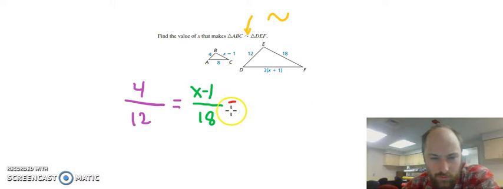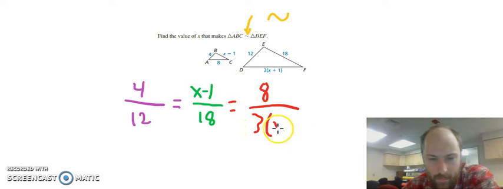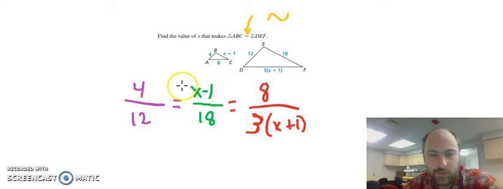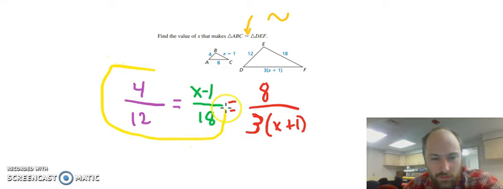That is equal to 8 over 3 times the quantity x plus 1. That's not the greatest looking handwriting, but bear with me, that's a 3. So all we have to do now is solve for x, right? We could solve using just these two ratios, and we could cross multiply here to solve for x.